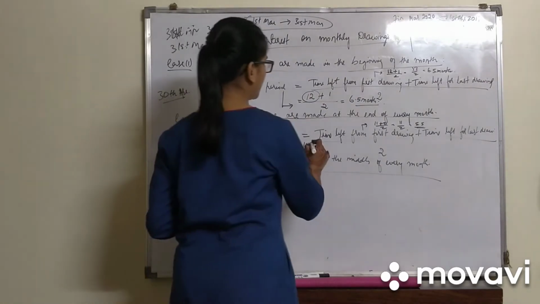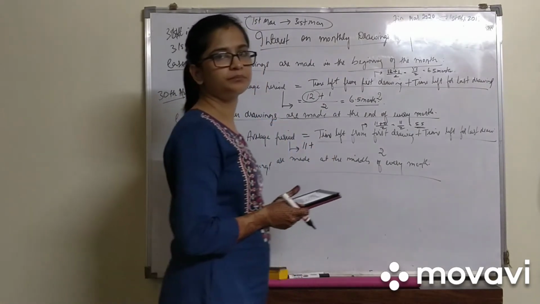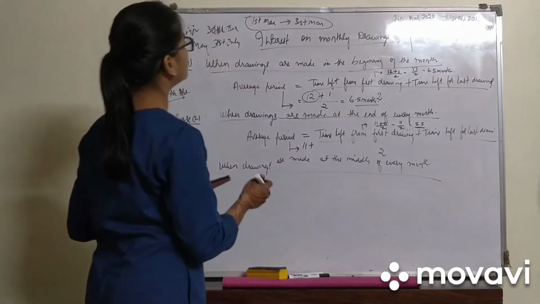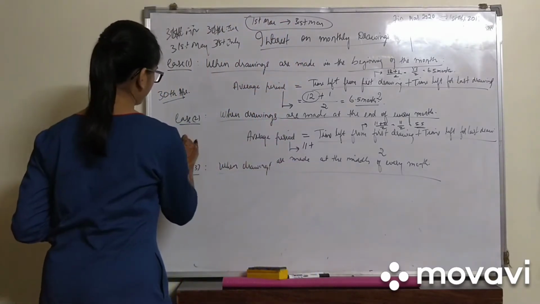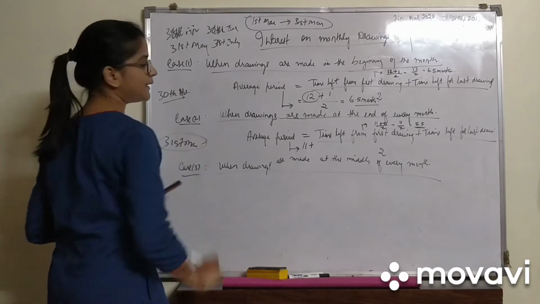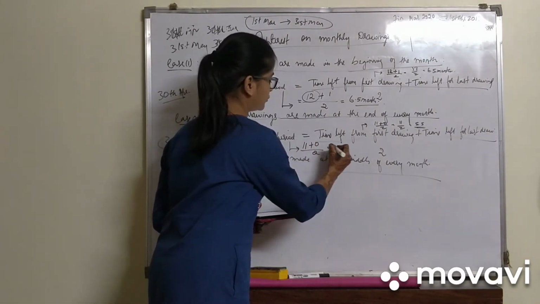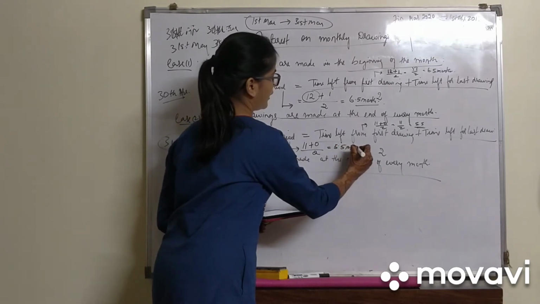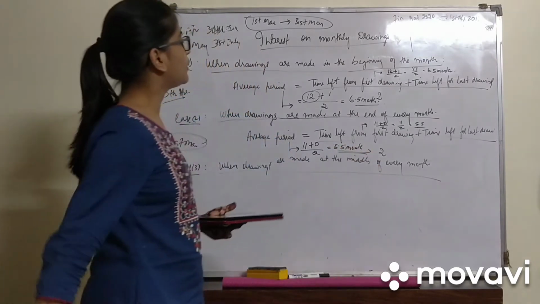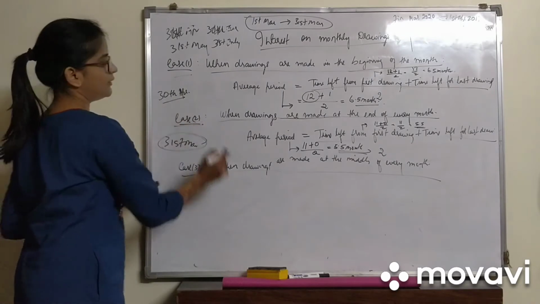And what will be the time left for last drawing? The last withdrawing we would be doing on 31st March. So, is any time left? No. So, it would be 11 plus 0 divided by 2. That is 5.5 months. So, what is the difference between case 1 and case 2?